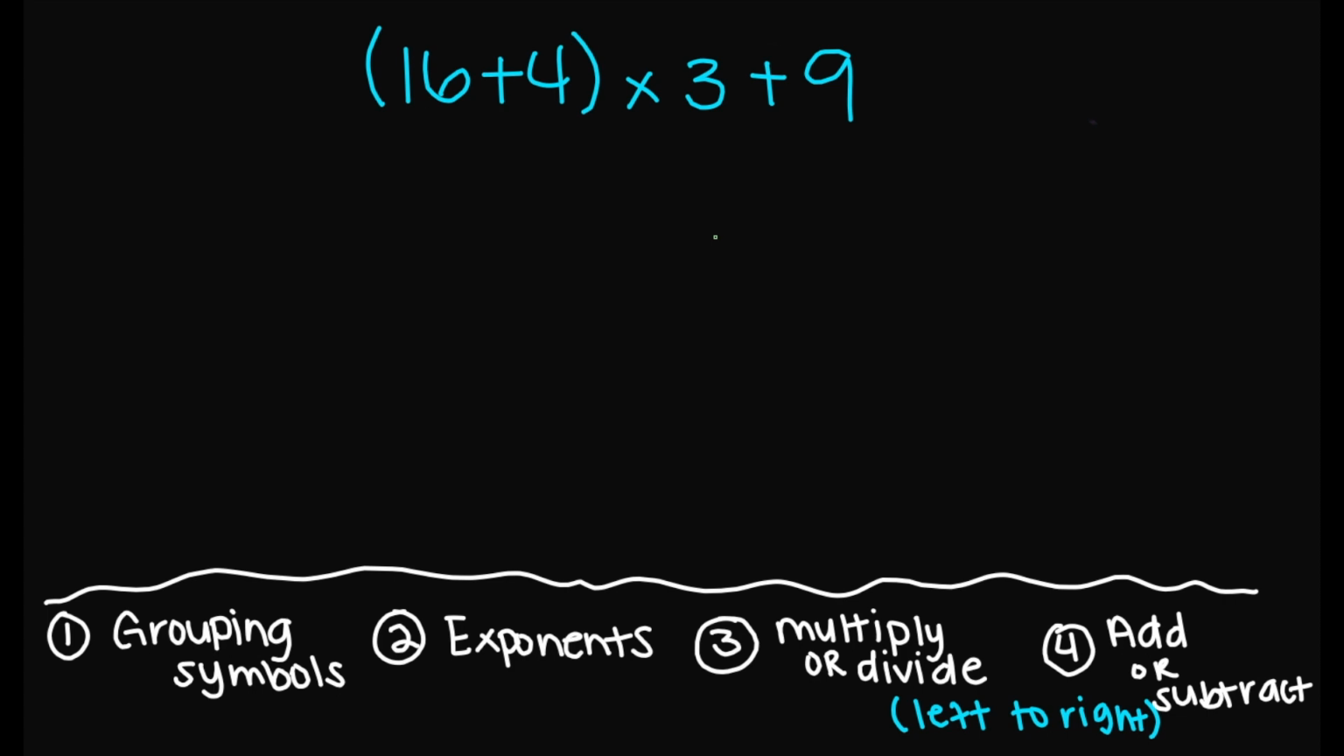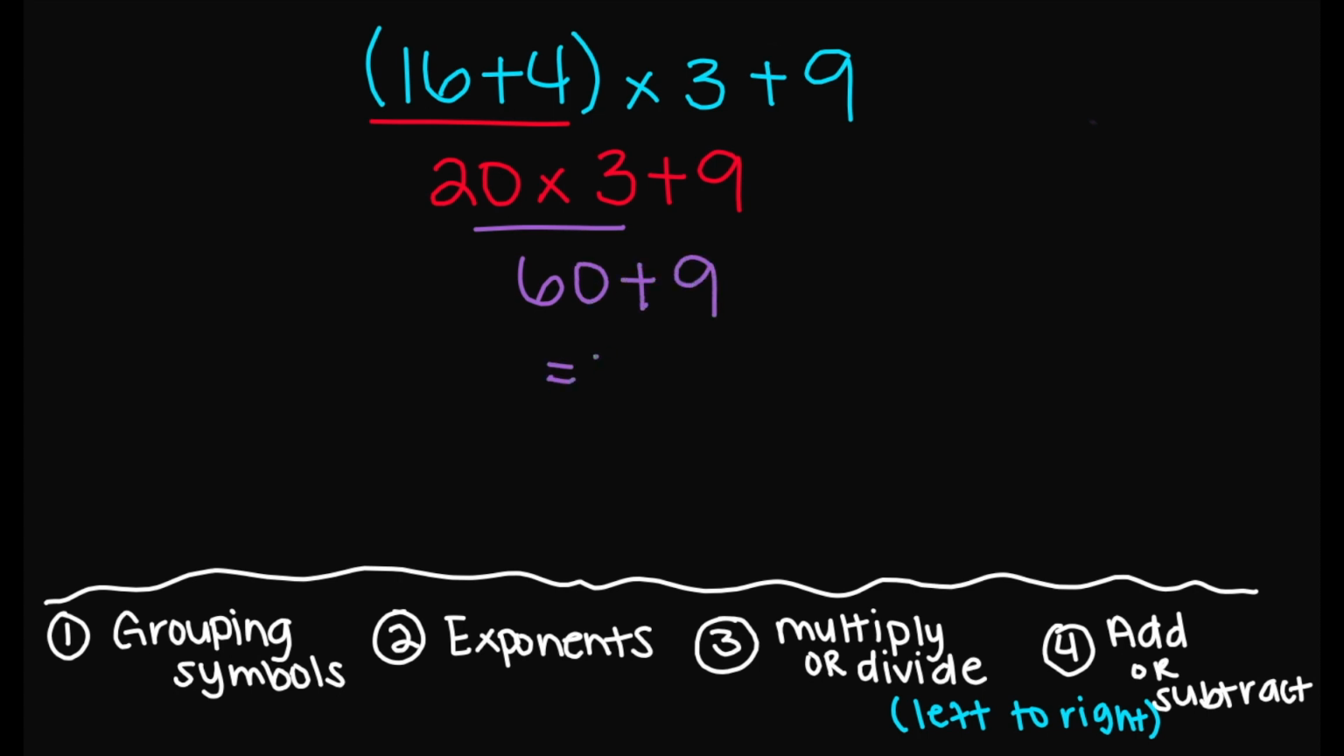16 plus 4 times 3 plus 9. So notice here that we do have a grouping symbol. I have 16 plus 4 here inside my parentheses. So we do need to do this first. So 16 plus 4, this is going to equal 20. And then we have times 3 plus 9. So based on my order of operations, we have to multiply before we add. So 20 times 3, this is going to equal 60. And then plus 9, this is going to equal 69. So your final answer here is 69.